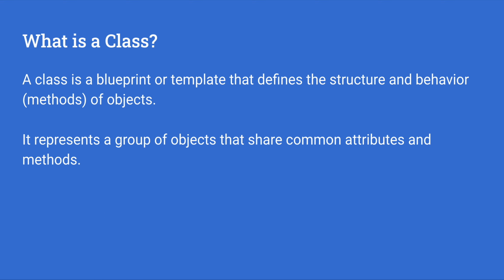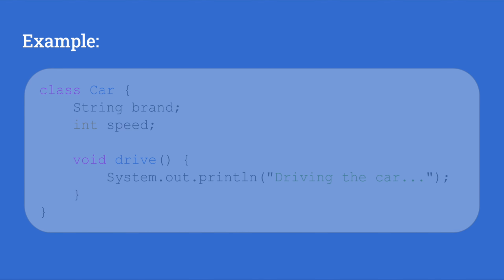So let's get started. What is a class? A class is a blueprint or template that defines the structure and behavior, like methods, of objects. It represents a group of objects that share common attributes and methods. So let's see an example.